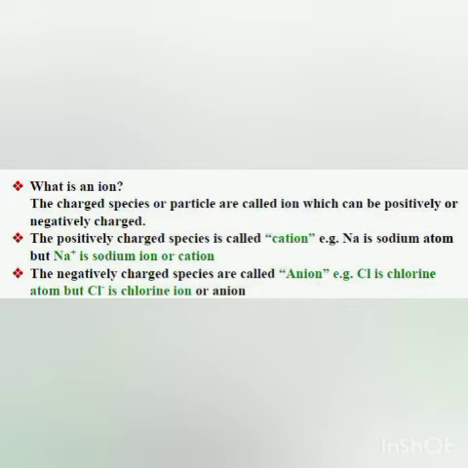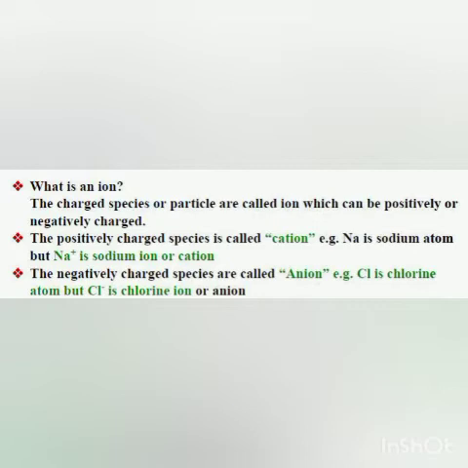Now you can see the negatively charged species are called anions. For example, chlorine, Cl. On top no charge is there, so we call it an atom. But when it has a charge, then it is called an ion. And when it has a negative charge, then it is called an anion.